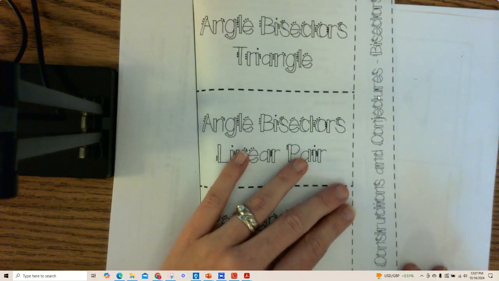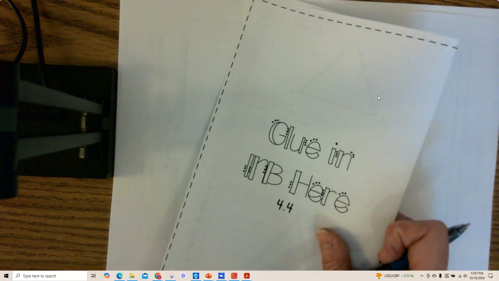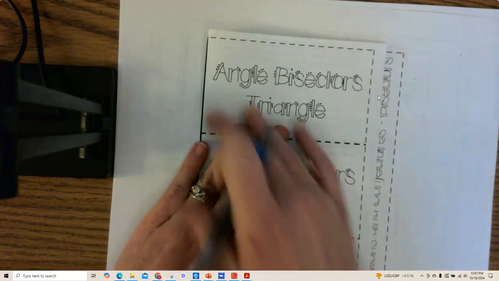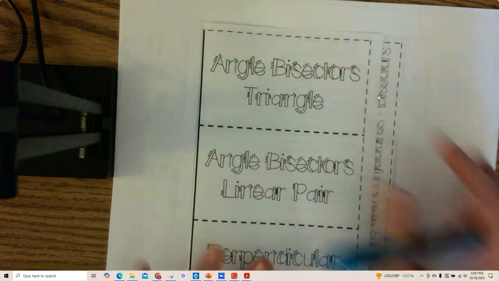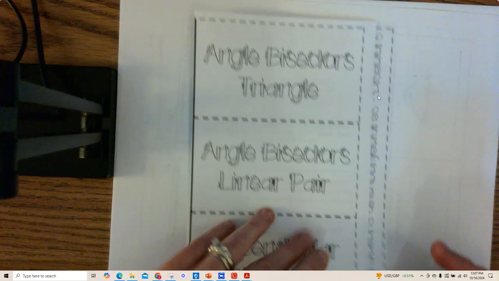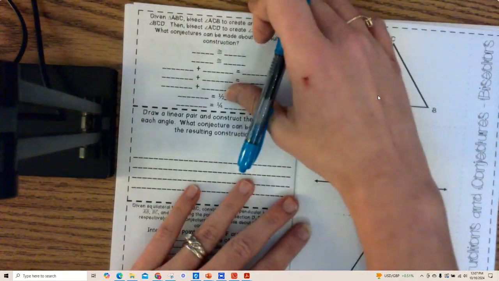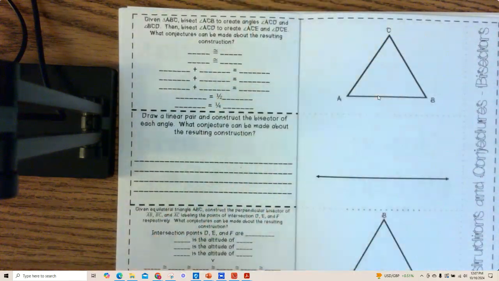All right, this video is for the Constructions and Conjectures Bisectors notes. It's lesson 4.4. So we're going to look at angle bisectors in a triangle, angle bisectors in a linear pair, and then perpendicular bisectors. This is a lot of proof work is what this comes out to, so that's why we're doing it together.